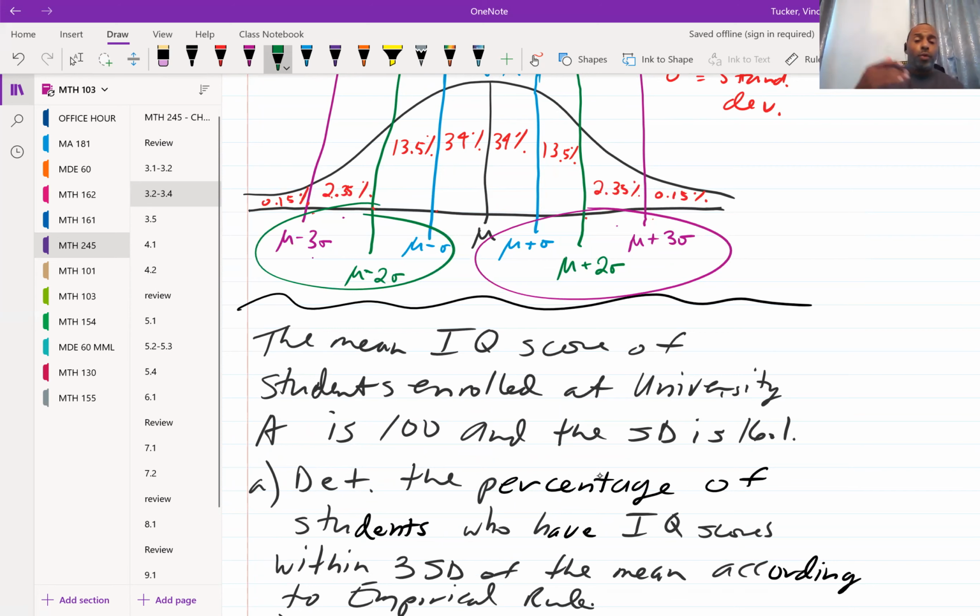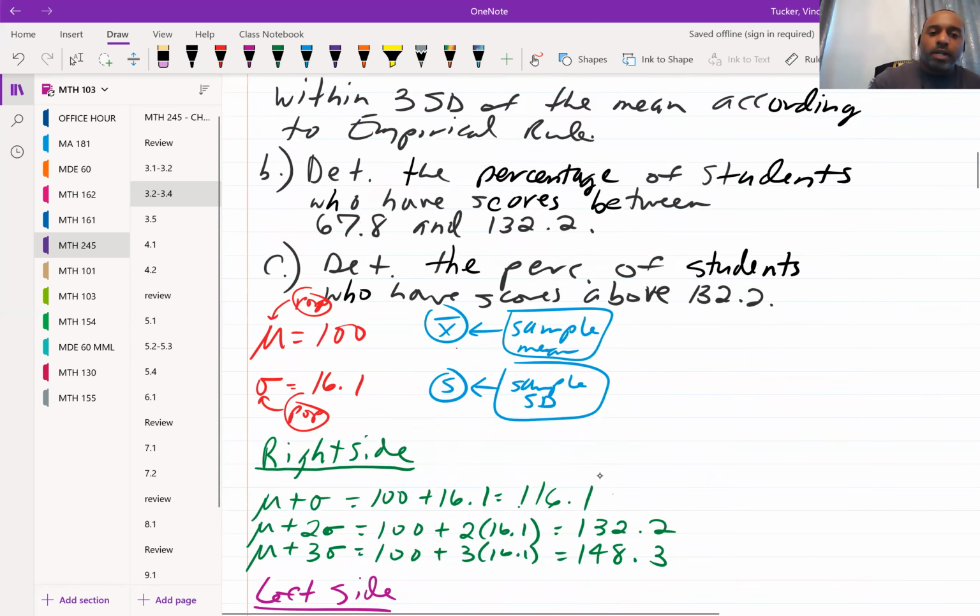So the way you get the data values to the right is that you add a standard deviation 3 times. So to get the first one, add a standard deviation. Second one, add another standard deviation. Third one, add a third standard deviation. Then to get the values on the left, you subtract 3 times from the mean. So that's what I did right here.